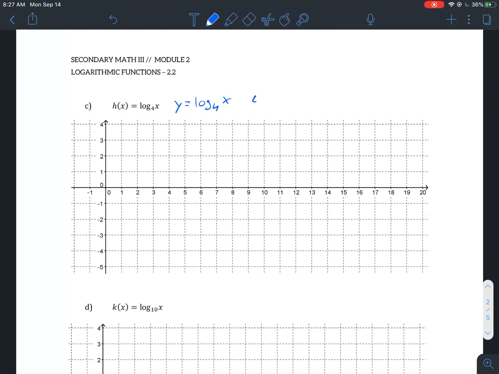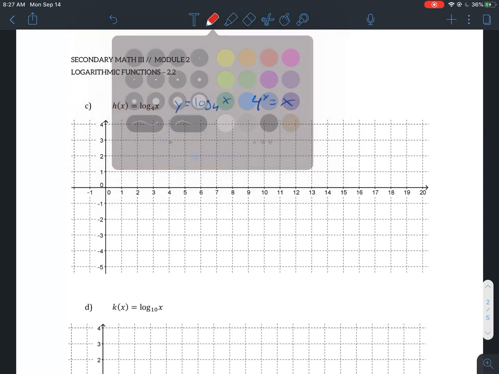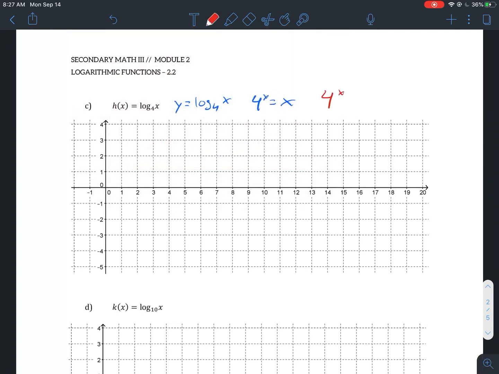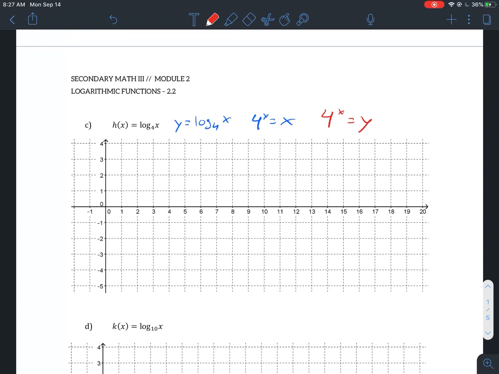So this guy written would be log base 4 of x. If I wanted to write him as an exponent, it would be 4 to the power of y equals x. So then our inverse function would be 4 to the power of x equals y, right? You swap the x and the y values.